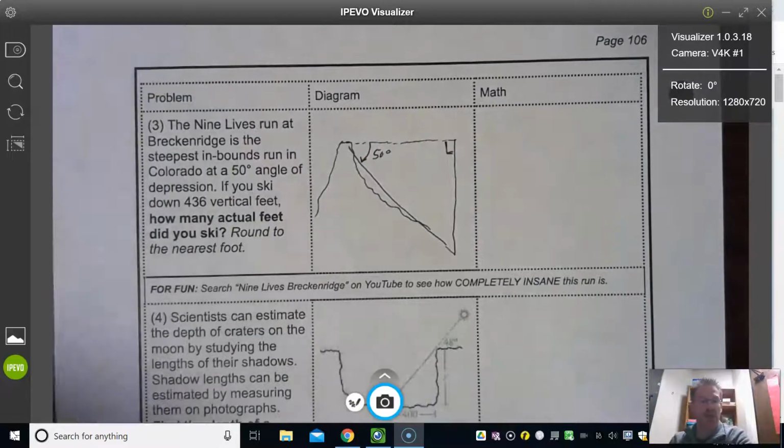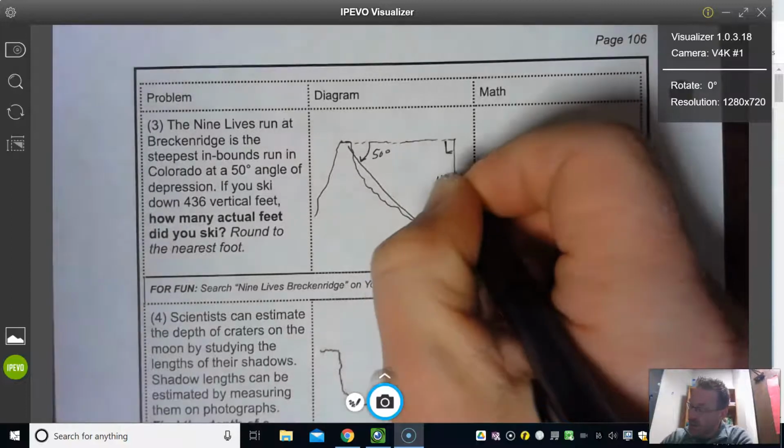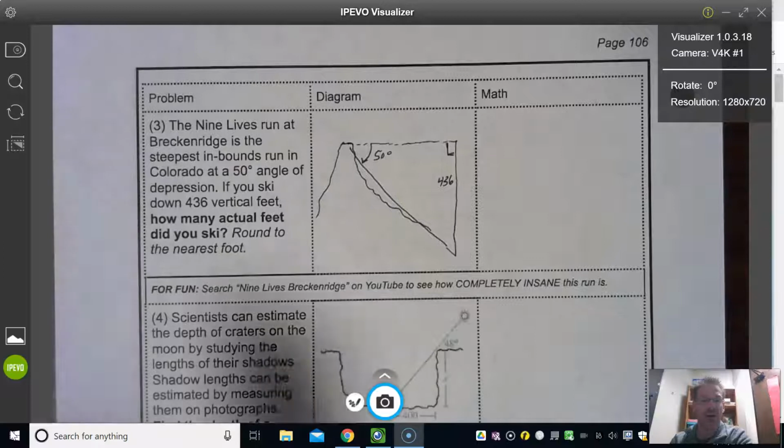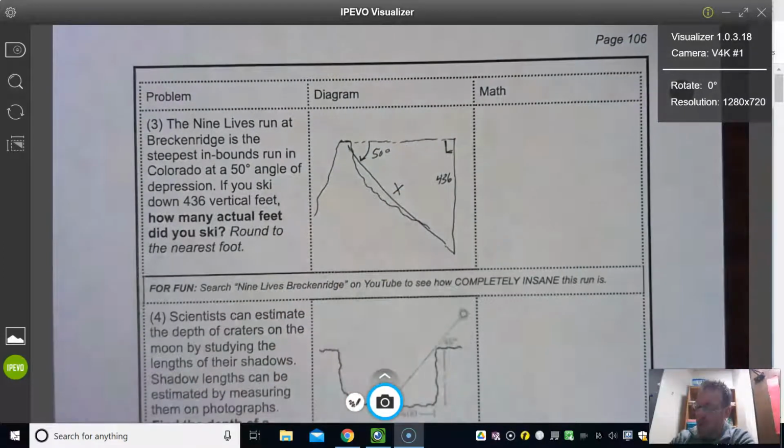And it says you lost 436 vertical feet, so that means that this side of the triangle is 436 feet. And it wants to know how many actual feet did you ski? Well, that would be this right here. This would be your path, so that would be x.